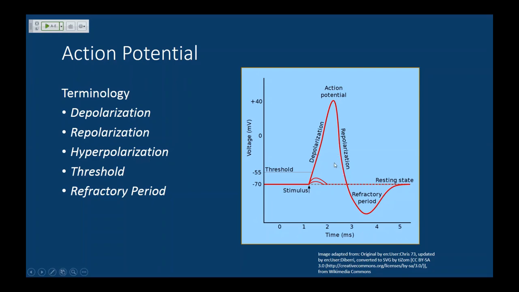Hyperpolarization: in the course of the action potential, the membrane potential actually goes past resting membrane potential and becomes more negative. That can be called an undershoot or a hyperpolarization phase.